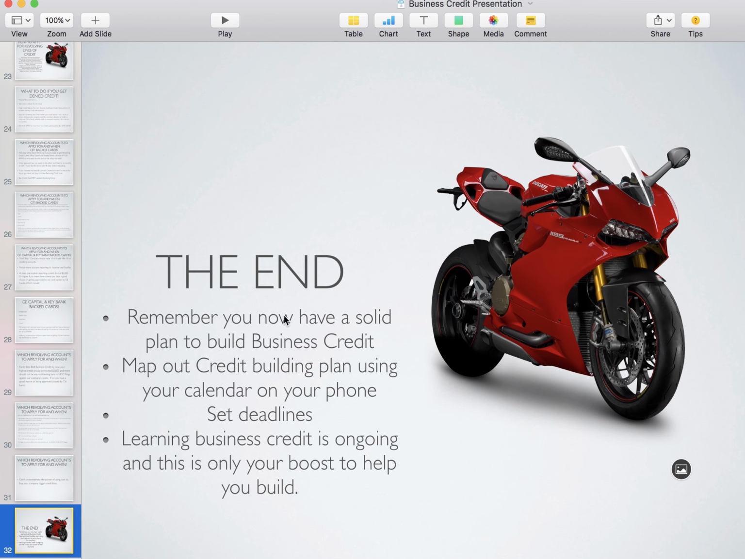Stay away. If you can't do it with your personal credit, stay away from any credit cards that I mentioned that require a personal guarantor. All right? We're going to look for alternatives in those if that is the case.